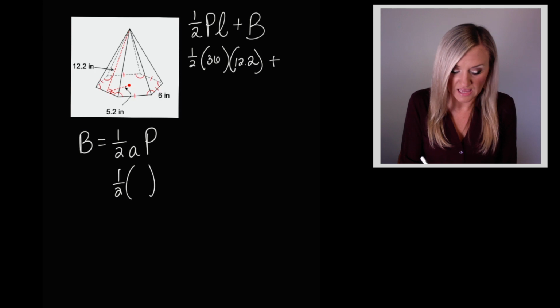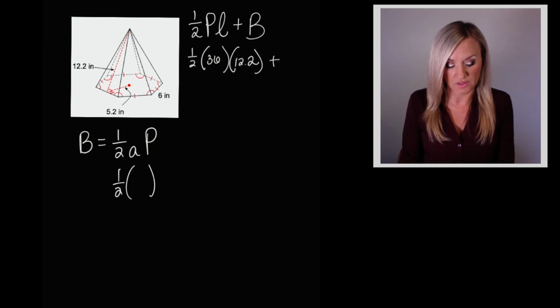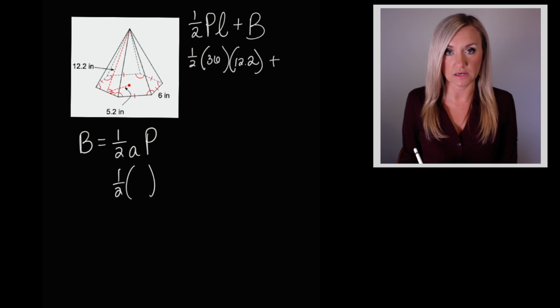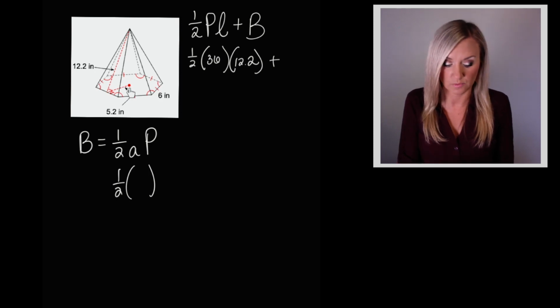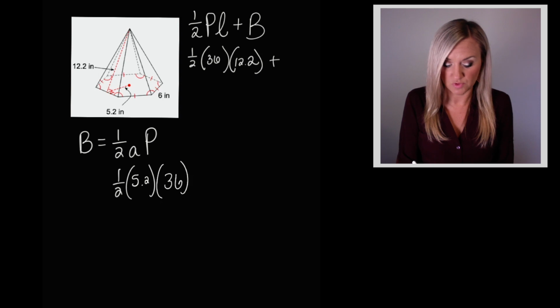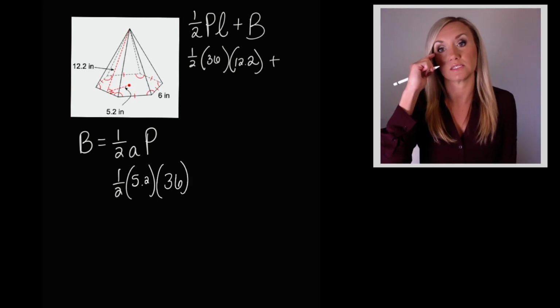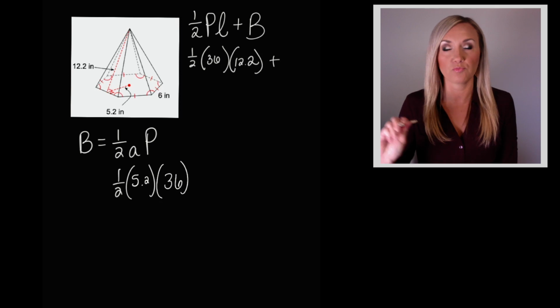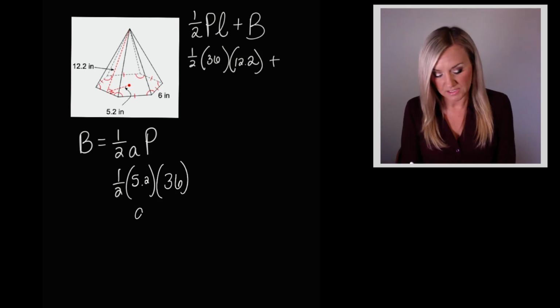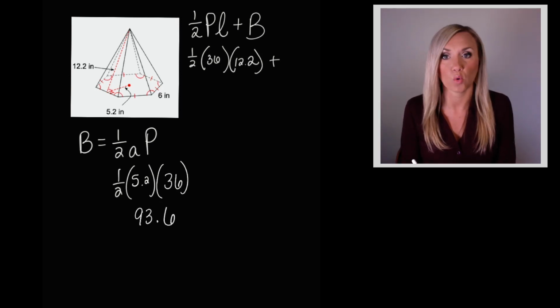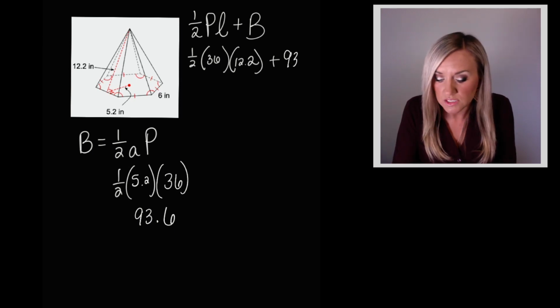So 1/2 of the apothem, and the apothem is the distance from the center of that regular polygon, which is right here, to the side perpendicular, right? Not to the vertex, to the side perpendicular. And that is our apothem, and it is 5.2 times the perimeter, which we've already calculated, is 36. Okay, so 1/2 of 5.2 times 36, that's going to give us 93.6, which goes here.